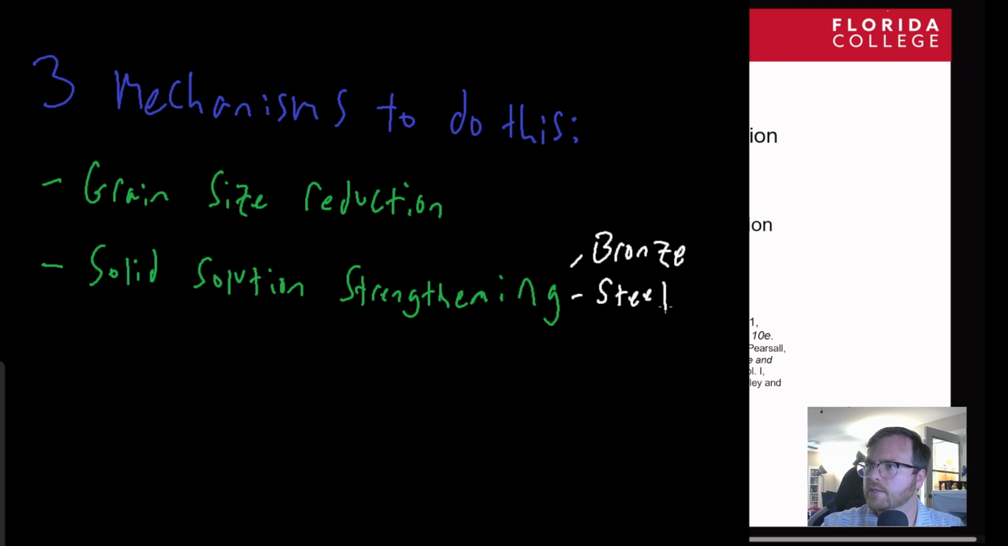Same idea. Of course, two different kinds of mechanisms. Bronze is a substitutional mechanism. Steel is an interstitial mechanism. But they both are solid solution strengthening processes. When we say solid solution, we mean that there is like a solution, like a liquid solution, for example, but it's of solid materials.